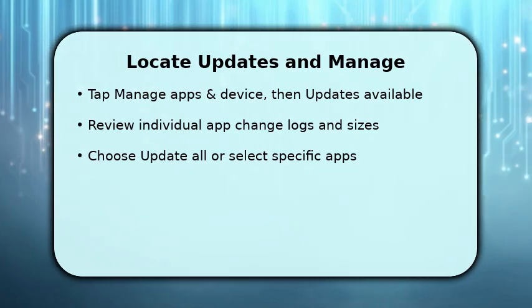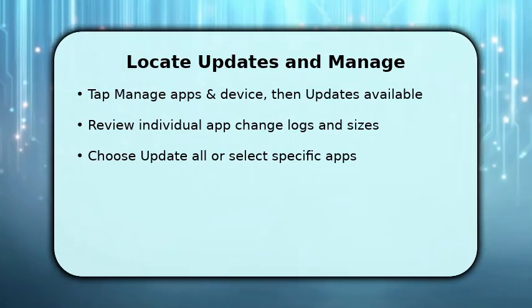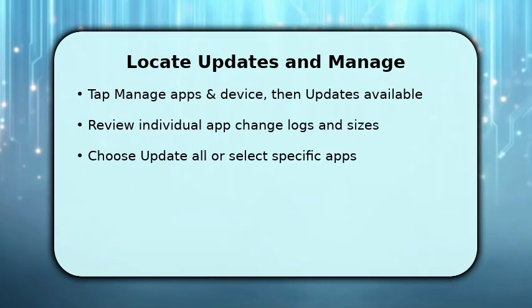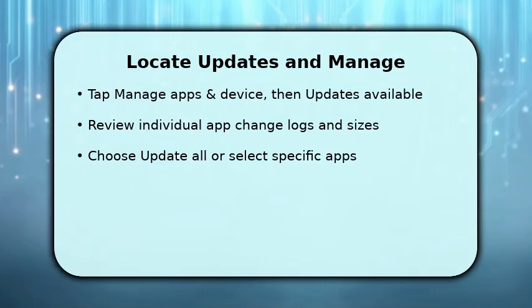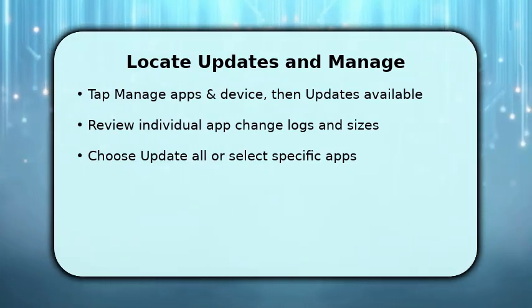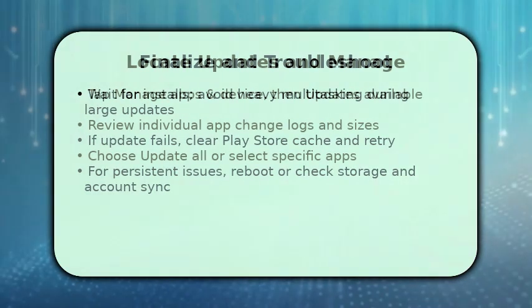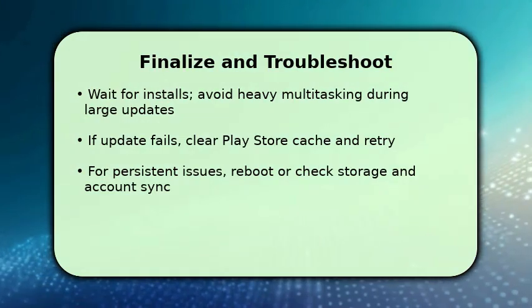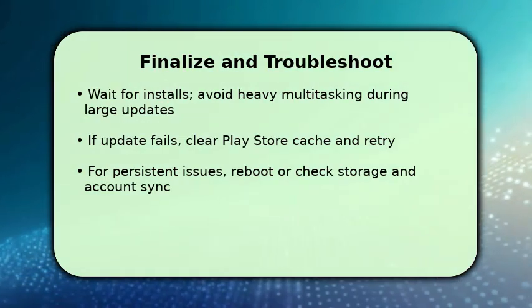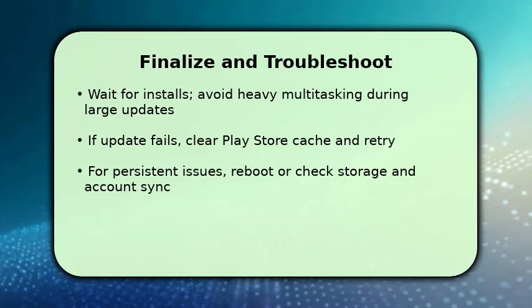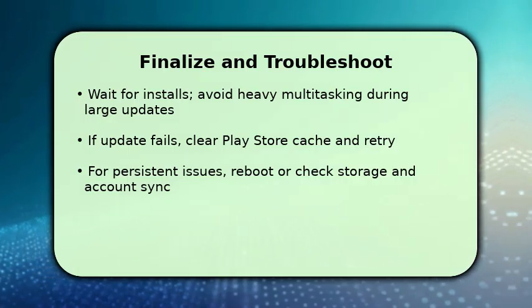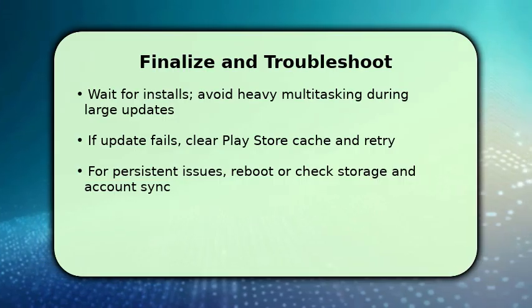After review, tap Update All to batch install, or pick specific apps to control timing and avoid unnecessary downloads or unexpected ones. Finish by monitoring installation progress and letting updates complete uninterrupted, especially for large apps where background tasks can cause failures. Once done, open updated apps briefly to confirm they launch and that settings persist.